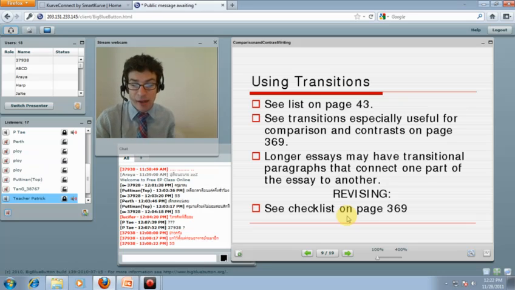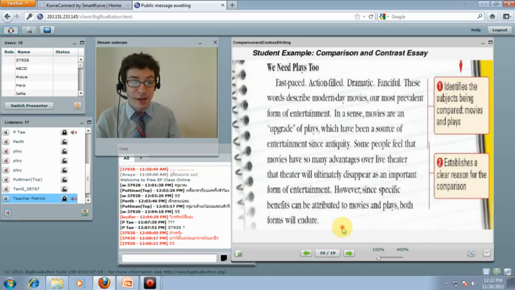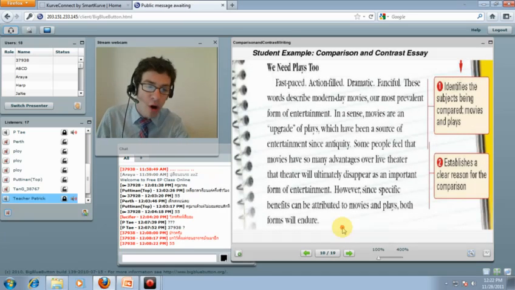It does say that longer essays have entire paragraphs that connect one point to the next, but you're not going to have to worry about that for a while. Okay, so here is a sample essay. All of that we just talked about are the ideas behind this, and they might not make any sense right now, so let's go over this essay and we will learn through practicing.